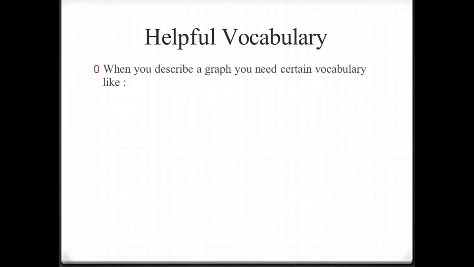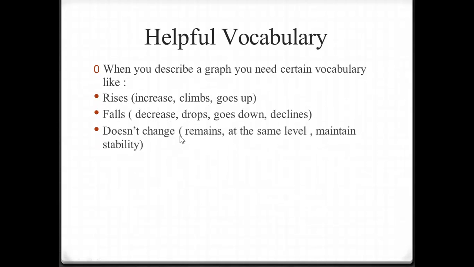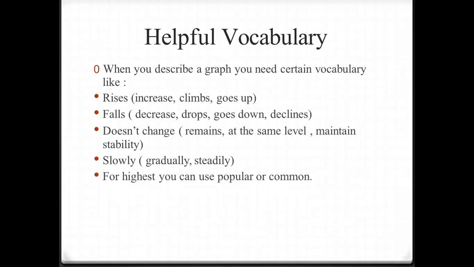So for this part, helpful vocabulary: when you describe a graph, you need certain vocabulary. For the rises, you're going to use increase, climbs, goes up. And for falls, you're going to use decrease, drops, goes down, and declines. For doesn't change, remains at the same level, and then maintain stability. For slowly, you're going to use gradually or steadily. For highest, you can use popular or common.